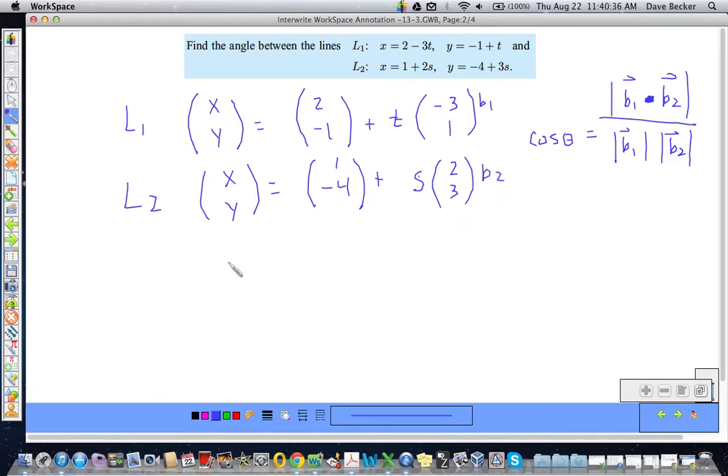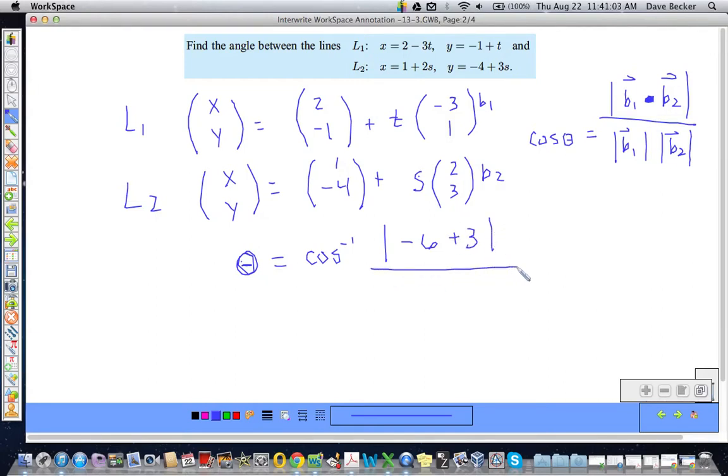So we're looking for the angle. So this is just going to be theta. I don't know why I can never draw circles when I'm doing these videos. Theta is equal to the arc cosine of the absolute value of b1 dot b2. So that's going to be, let's see, -3 times 2 is -6. 1 times 3 is 3.